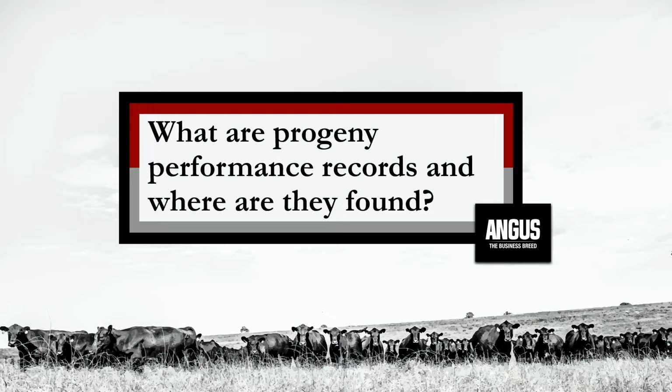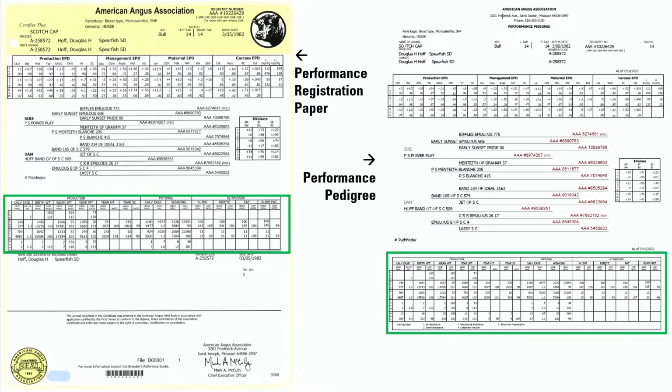So the questions that we're going to take a look at answering to start off with are, what are performance records and where are they found? We can find the progeny performance information both on the performance registration paper as well as on the performance pedigree. Highlighted in the green box on each is the section that we're really going to take a deep dive into today. We're specifically going to look at the performance pedigree portion of that box. You'll notice there's a lot of similarities and some differences between these two pieces of paper, right? Our performance registration paper is that actual registration paper, and our performance pedigree has a lot of the same information, but it's not the true registration paper.